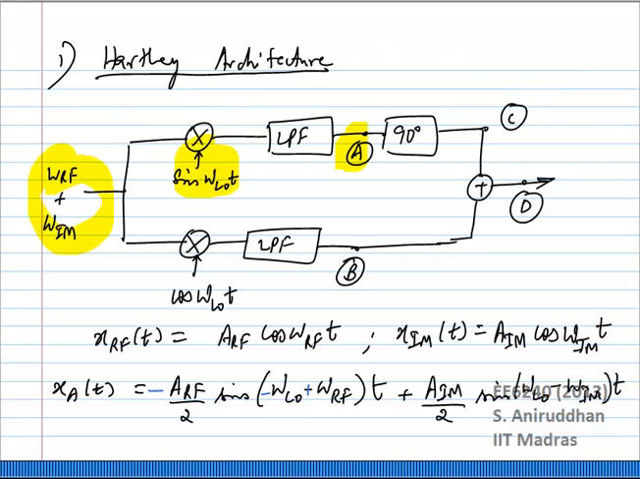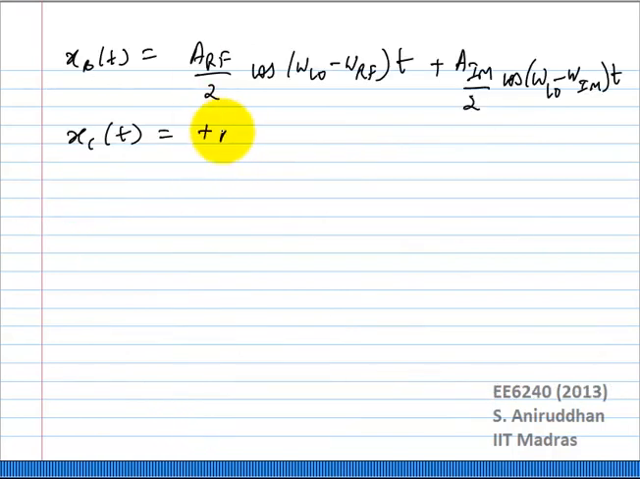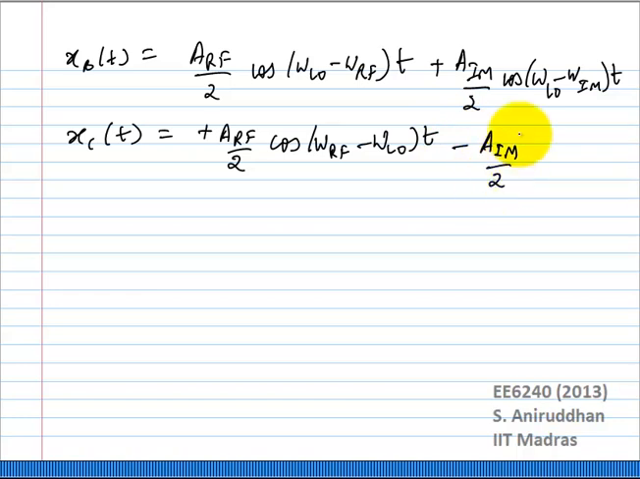What is that? If I have a 90 degree phase shift on minus ARF by 2 sine of omega RF minus omega LO, I'll get a cosine signal. So I'll get plus ARF by 2 cos of omega RF minus omega LO T, minus AIM by 2 cos of omega LO minus omega IM T. I have just phase shifted the signal at A.